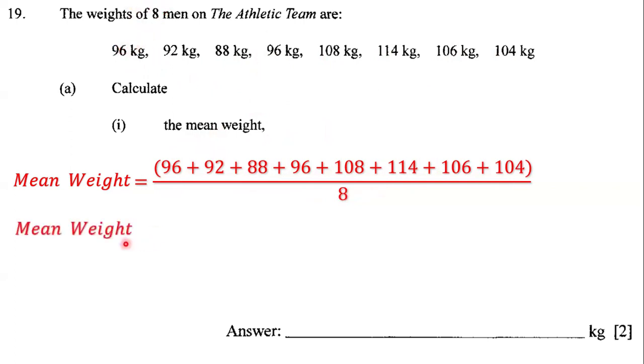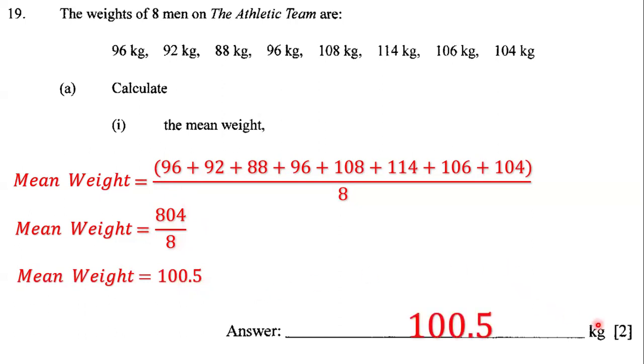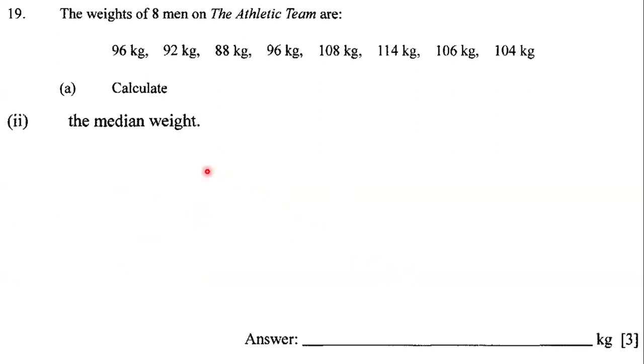Now the sum of all the weights is going to be 804, and then we're going to divide 804 by 8. And notice that 804 divided by 8 is going to be 100.5. And so that means that 100.5 kilograms is the mean weight. Now remember 804, because 804 is going to be useful later in another question. Notice that 804 is the sum of the 8 weights. That's going to come back and we're going to need that number. Okay, let's move on to the next question.